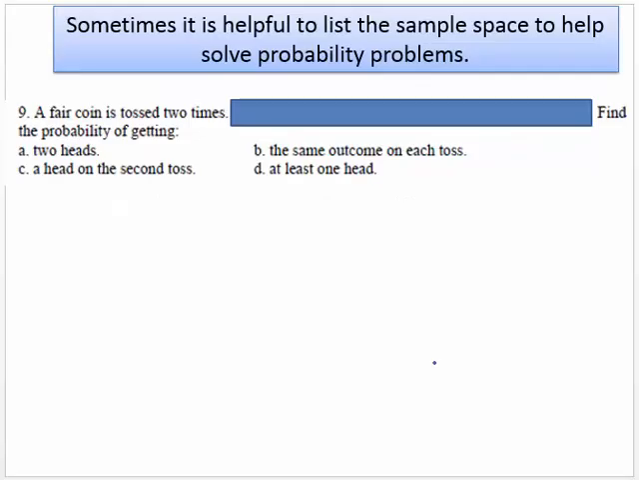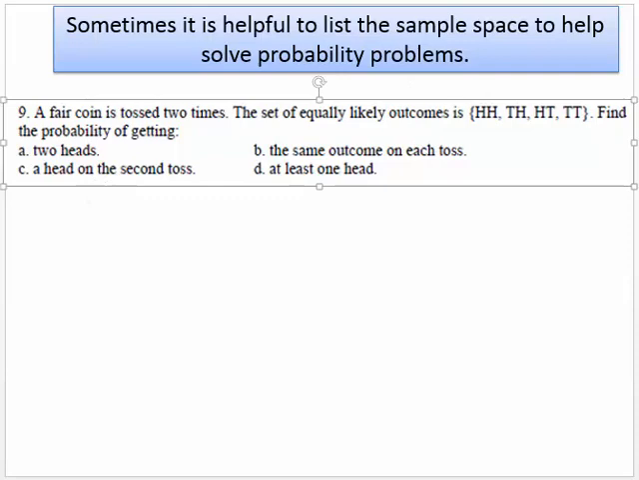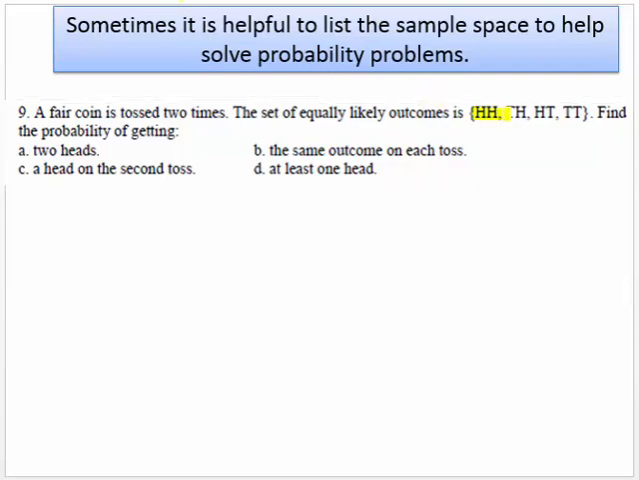One last slide. I want to make sure you guys understand this. Sometimes it's helpful to list the sample space to help you solve the probability problems. For instance, if a fair coin is tossed 2 times, find the probability of getting 2 heads. That might be tough to do unless you did this first. List all the probable outcomes, which is heads, heads, heads, tails, tails, heads, or tails, tails. That's what could happen if you flip a coin twice.